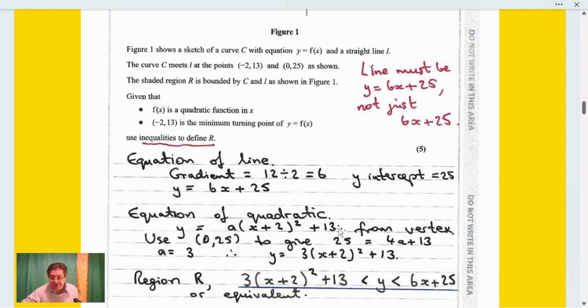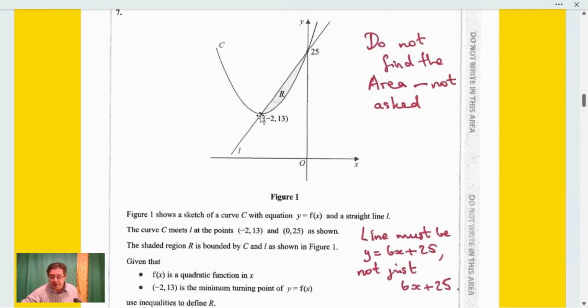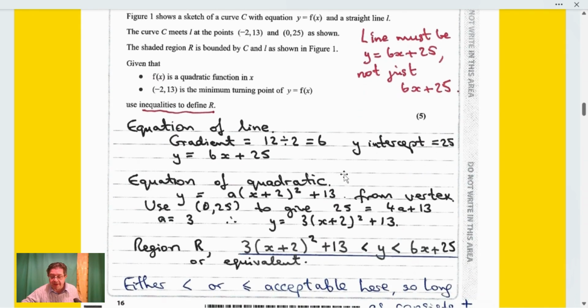The constant will be 13 because when x is minus 2, the y value is 13. We can write down straight away that the equation of the quadratic is of this form. Then use the point (0, 25) to find the a value. 25 equals 4a plus 13, so a is 3. Here's the equation of the quadratic.